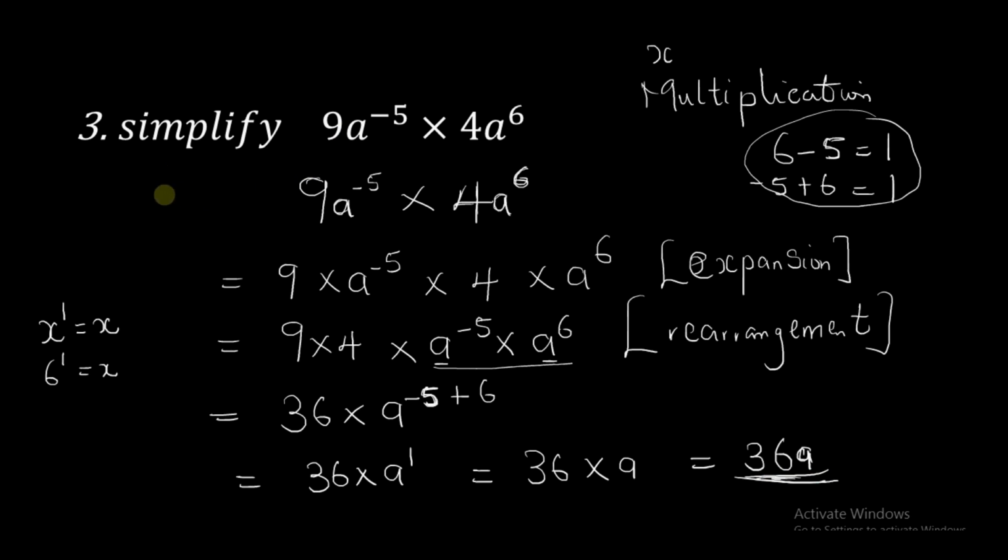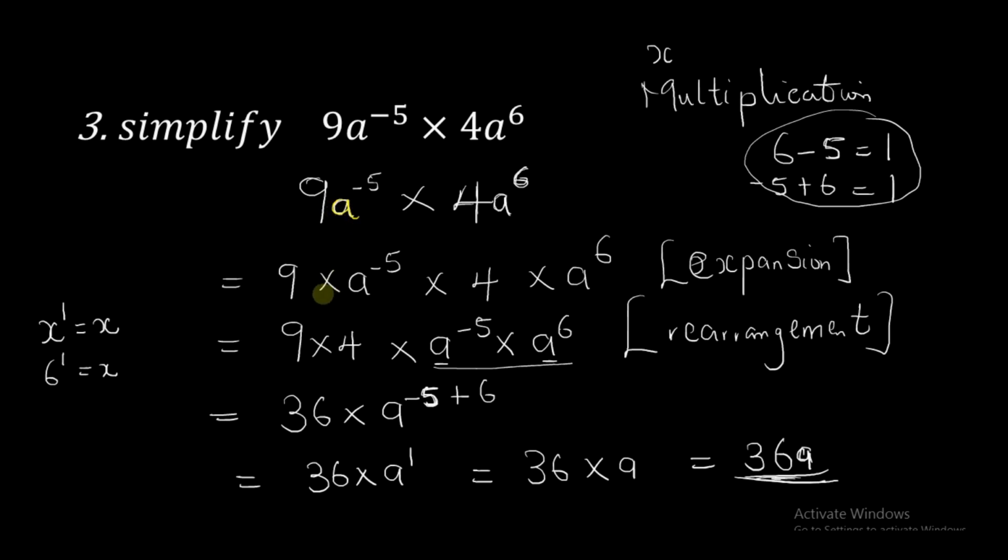Okay, just a quick recap of this example. The question is: simplify 9a raised to the power of minus 5 times 4a raised to the power of 6. The first thing I said after writing out the question is to first of all expand this expression. And why are you expanding? You are expanding because this power of minus 5 is not attached to this 9. Rather, it is attached to a.